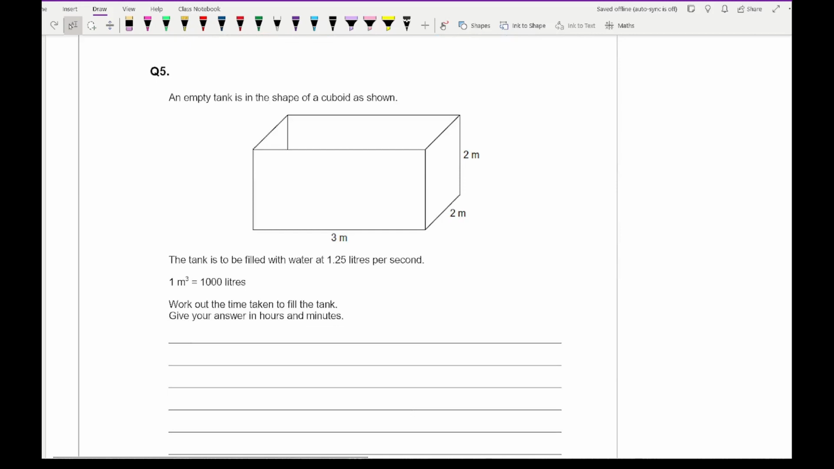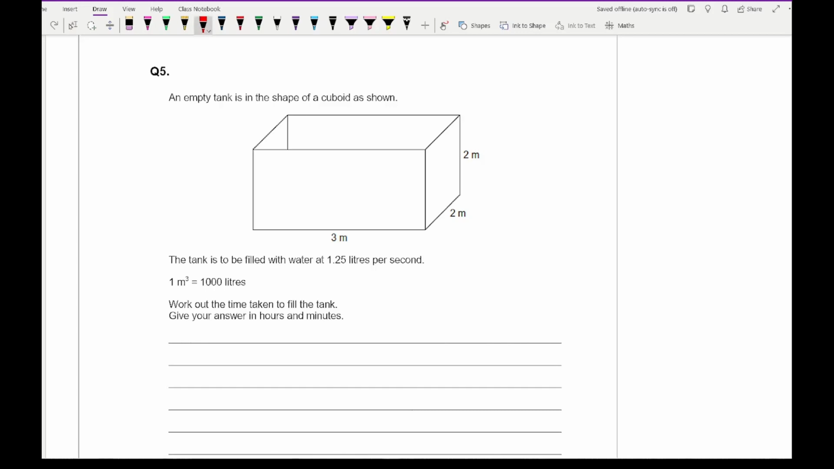Looking at question 5, it says that an empty tank is in the shape of a cuboid as shown. The tank is filled with water at 1.25 litres per second. And then we've got 1 cubic meter equals 1,000 litres. Work out the time taken to fill the tank. So again, very, very similar to the previous question.